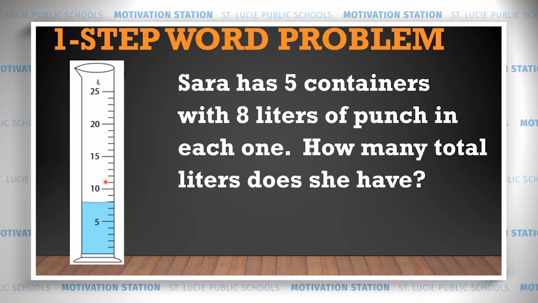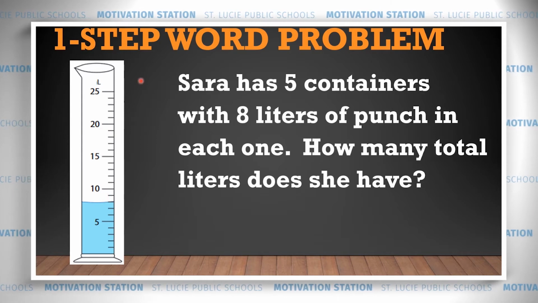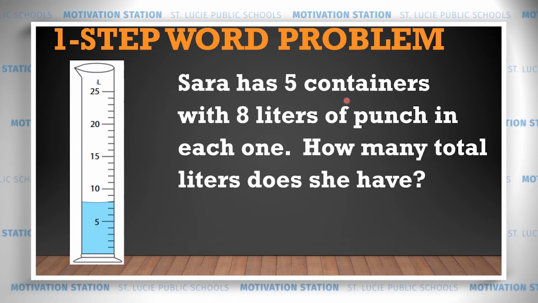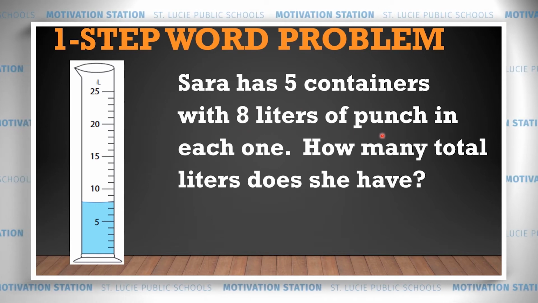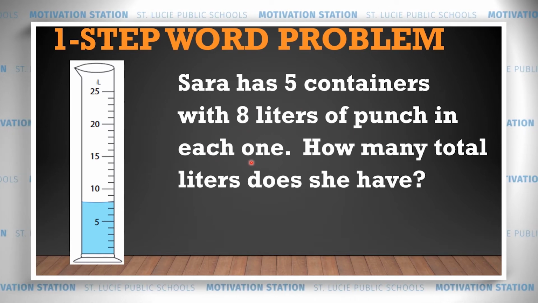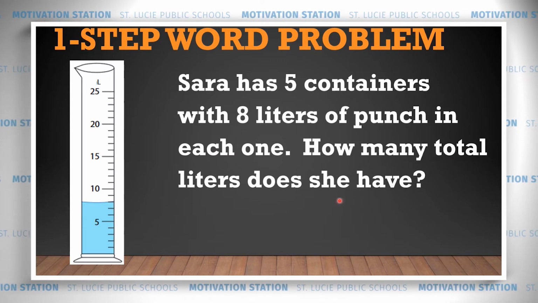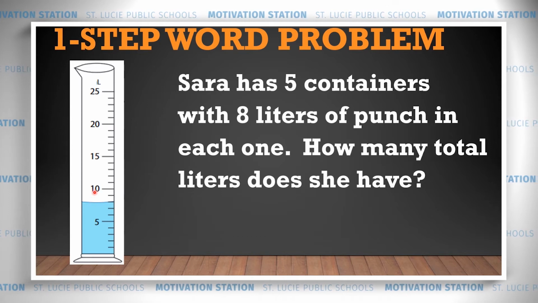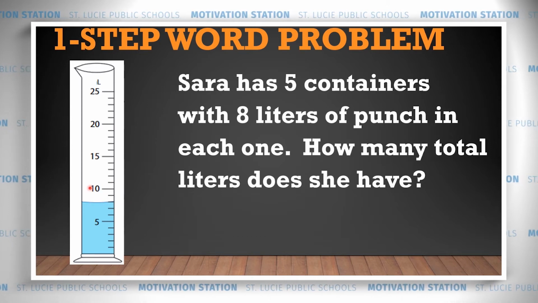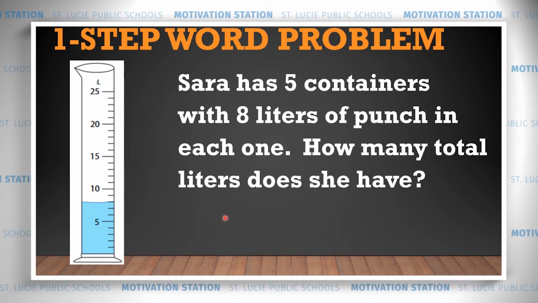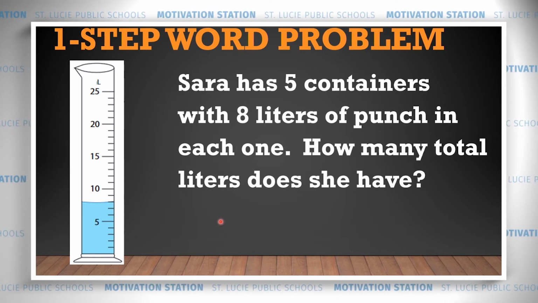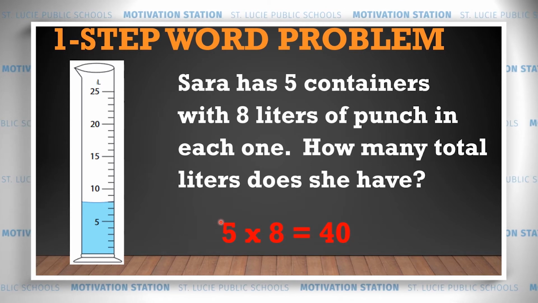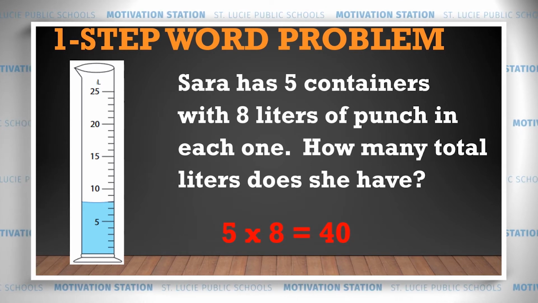Well, I see 1 container of 8. I better read it again. Sarah has 5 containers with 8 liters of punch in each one. How many total liters does she have? Okay, so I have to picture 5 of these containers and 5 groups of 8, which I know how to skip count by. 5 groups of 8 is 40. So she has 40 liters.